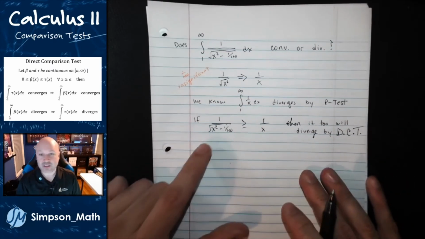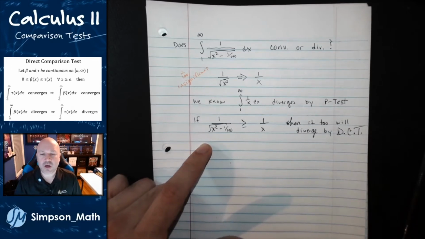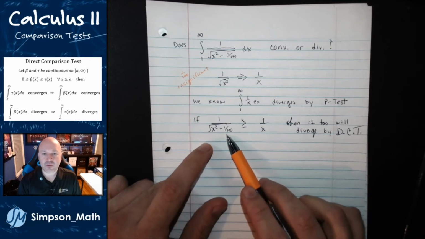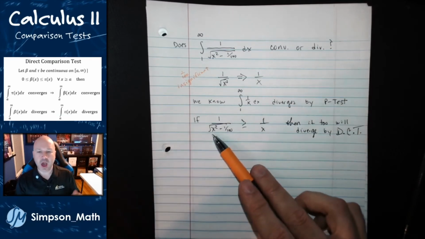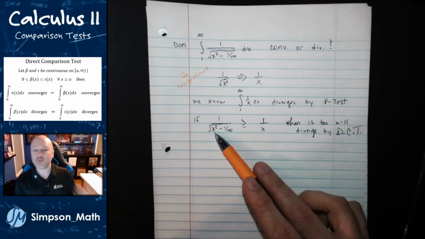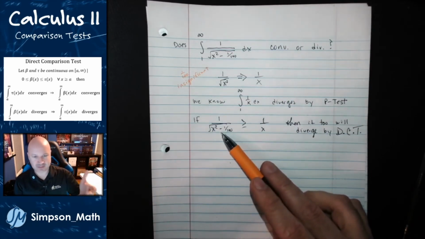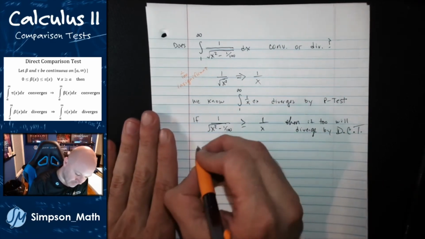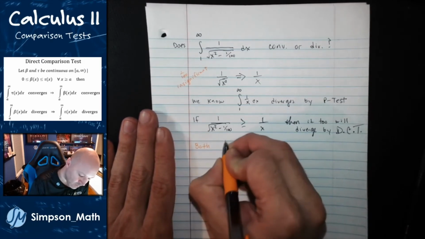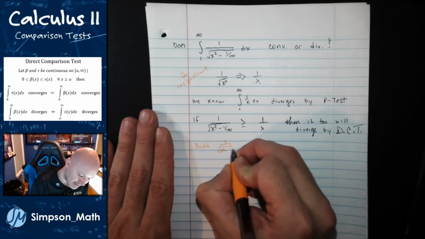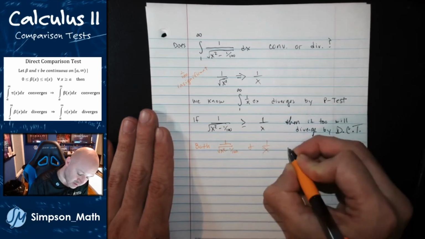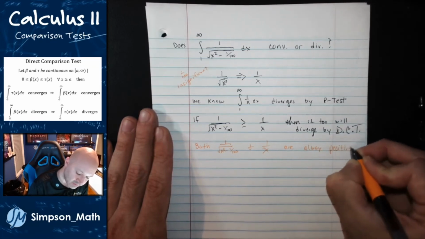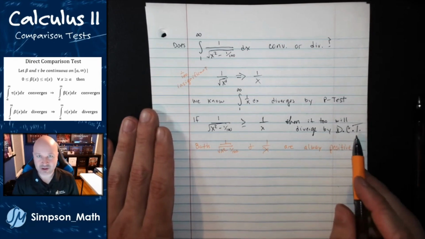Okay, now I have to make sure that these are always positive. I know 1 over x is always positive. This is too. No matter what x I put in there, I am going to square it and then take the square root of it. And 1 over some positive number is going to be positive. So yes, this is decreasing to 0, but it's always positive. So I need to worry about that. I'll say that both 1 over the square root of x squared minus a little bit and 1 over x are always positive. If I don't say this, then I can't use the direct comparison test.